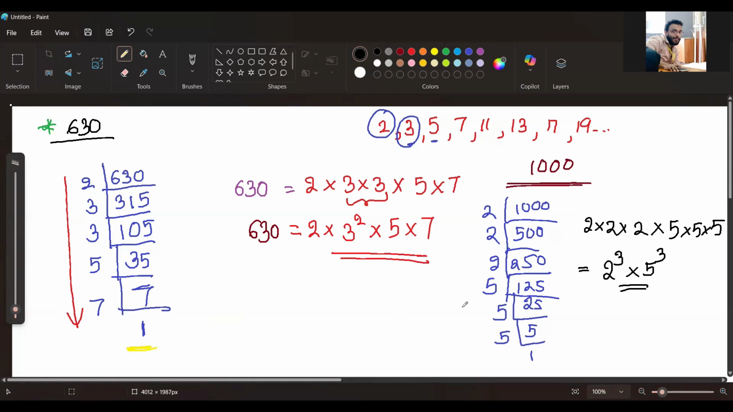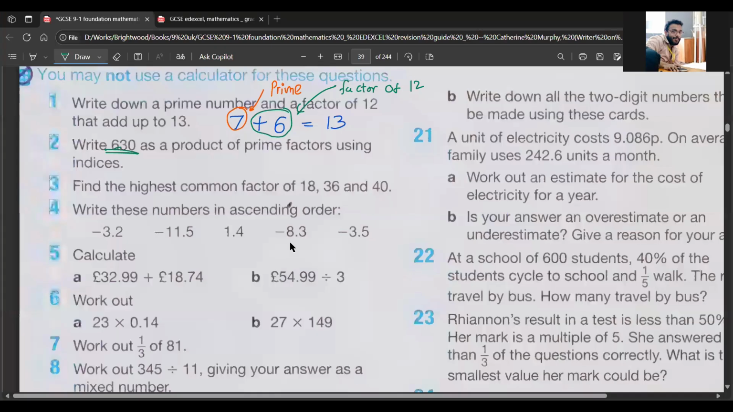Okay. We will move again. Now the second one. Find the highest common factor of 18, 36, and 40. Are you following any method for this one? I wanted to find the highest common factor of 18, 36, and 40.